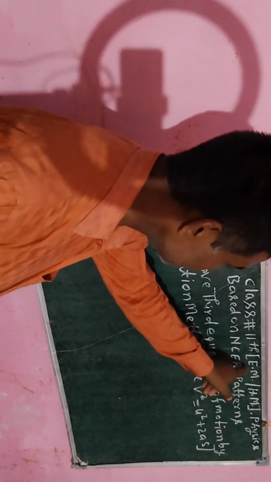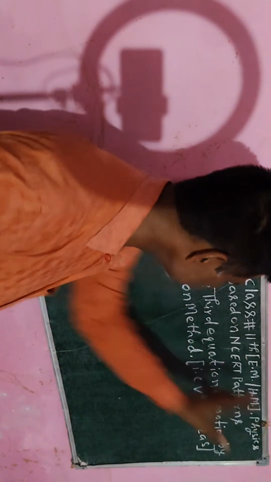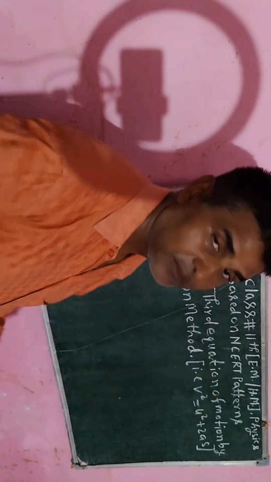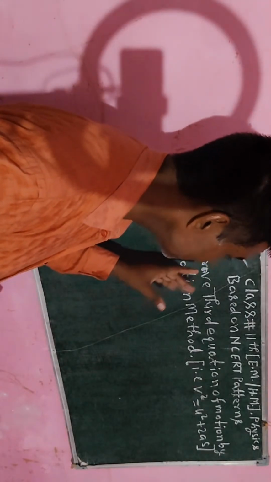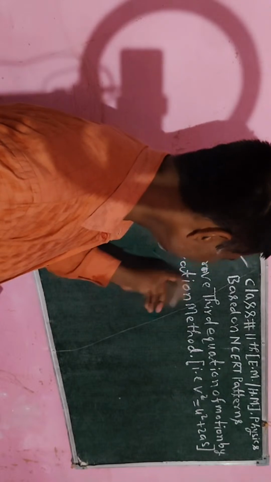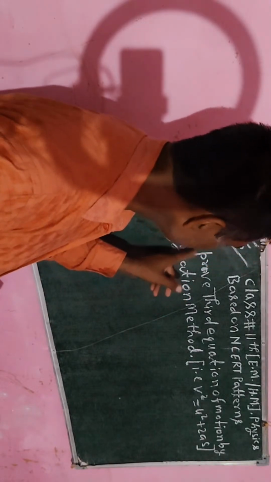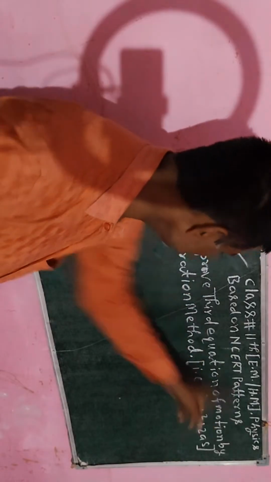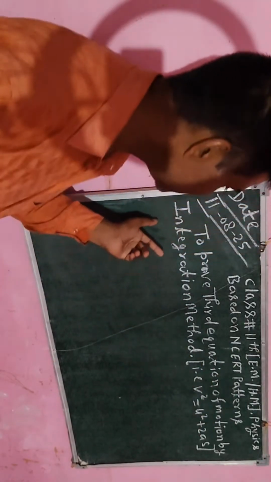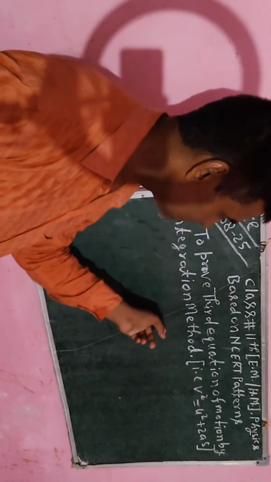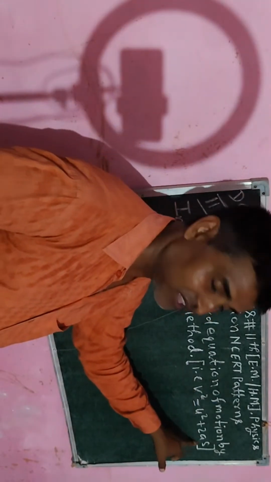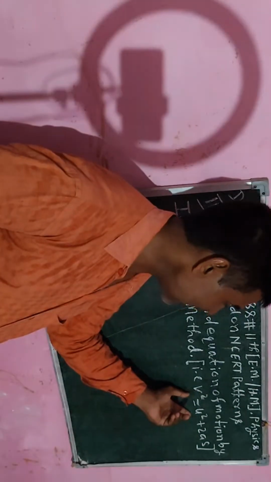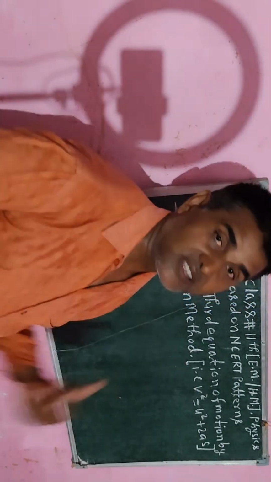Here I have written class 11th physics, in English medium and Hindi medium, and it is based on NCERT patterns. My question is taken from motion in a straight line: to prove the third equation of motion by the integration method. That third equation, I know, is v square is equal to u square plus 2as. This identity I will prove with the help of the integration method.